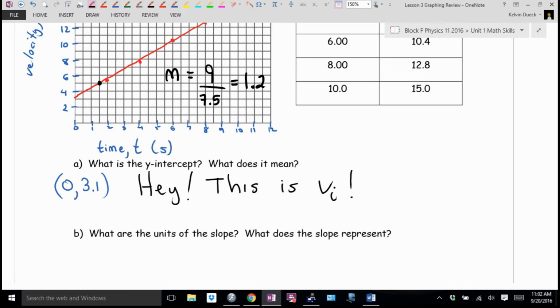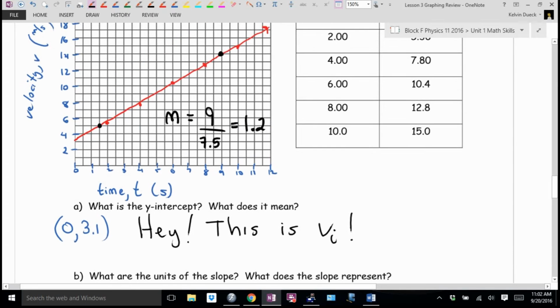Part B says, what are the units of the slope? Slope is what over what? You all know this one. You've memorized this one from science, from math 10. What was it? You said it. Loud and proud, you're right. Did you say over? Say yes. All of us right now, let's draw a little fraction bar over.